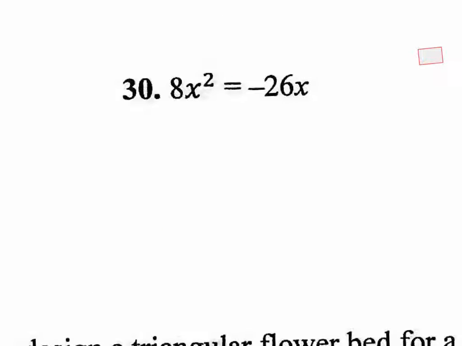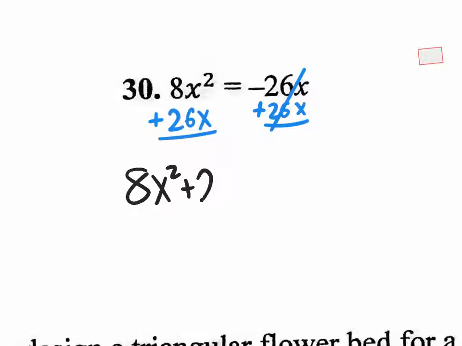Last one. What do I do first? You tell me. You want to get rid of that minus 26 by doing the opposite, plus 26. What you do to one side, you do to the other side. So since they're not like terms, you can't really add those together, so you're just going to rewrite it. 8x squared plus 26x equals 0.